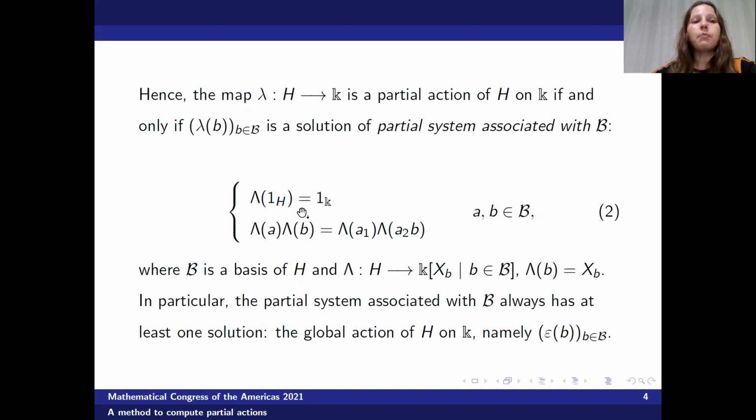In particular, the partial system associated with B always has at least one solution, the global action given by the counit, right? So to determine all partial actions is to determine all solutions of that system. However, solving this system is hard because it has n squared equations. Our goal is to find a method that facilitates these calculations.